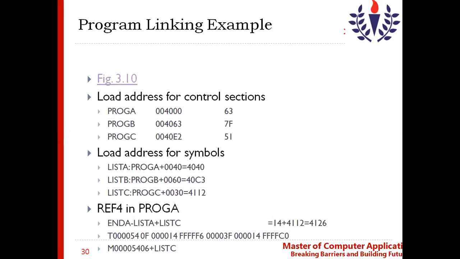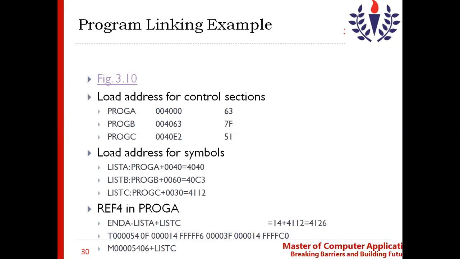How and where? Say for example, in program A, we have a label REF4. What is the expression for REF4? NDA minus list A plus list C. So what value was assigned for this expression in program A by the assembler? It is 000014, because we don't know the value of list C. Only by considering NDA and list A, the value has been derived. This was not the proper value, because the list C value was considered as 0, and the actual value of list C was not considered.